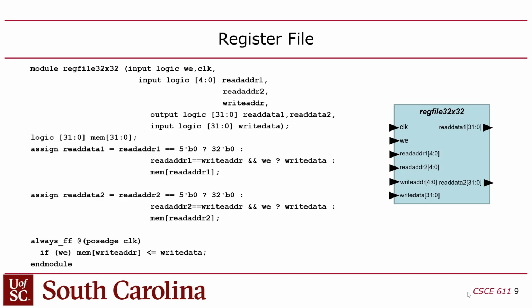Yes? Why do we have 2 reads? One read address and one read data would be sufficient. So these are ports, and we want to be able to read 2 values out of the RAM in parallel, and we want to write one in parallel at the same time.